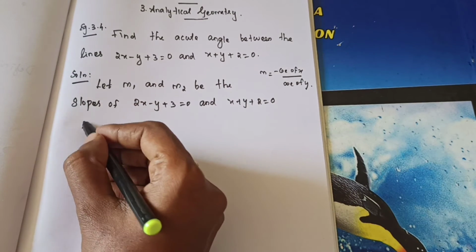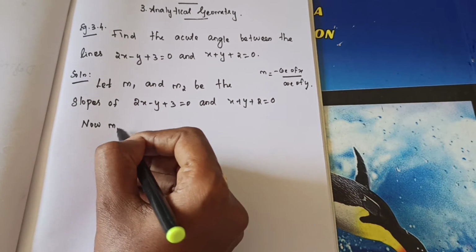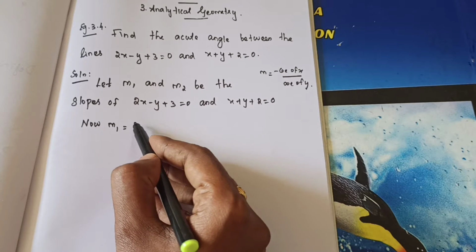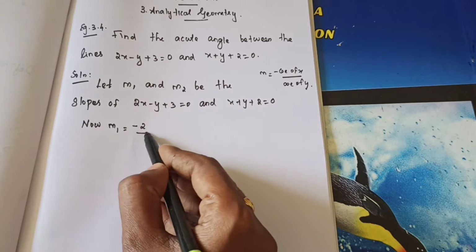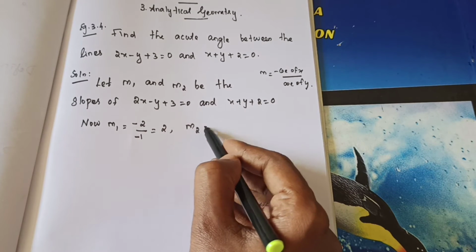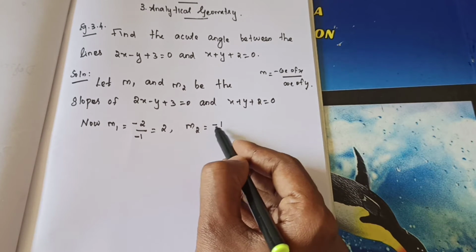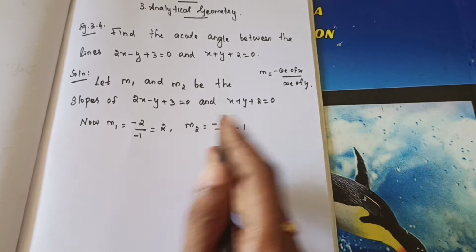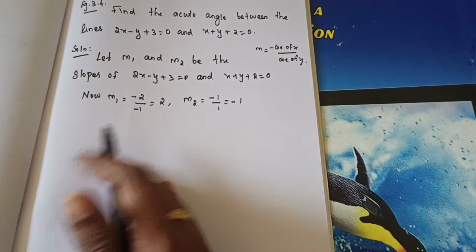First find out m1. Now m1 is equal to minus coefficient of x by coefficient of y, so minus 2 divided by minus 1. So you will get 2. Then how will you find m2? Minus coefficient of x, that is minus 1 divided by 1, that is minus 1. Now you know the values of m1 and m2.